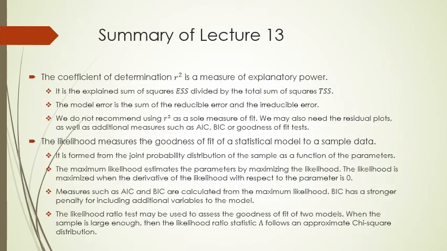In summary, we learned that the coefficient of determination R-squared is the most commonly used measure of the goodness of fit of a linear regression model. It is the explained sum of squares divided by the total sum of squares. Thus, it is a measure of explanatory power. The model error is the sum of the reducible error and the irreducible error. The reducible error is related to the model correctness. The irreducible error is essentially the noise.